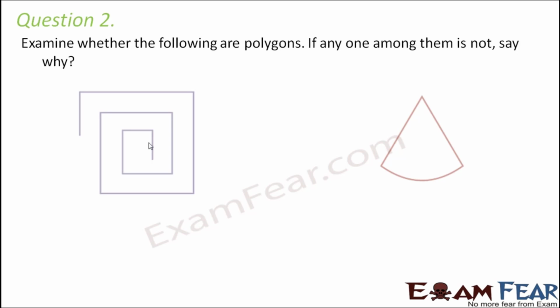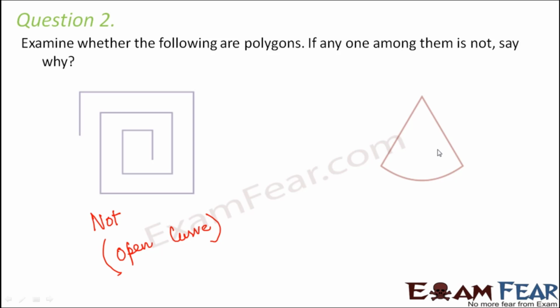Question number 2. Examine whether the following are polygons. If any one among them is not, say why. So let's look at the first image. Now what are the criteria? The 3 criteria to become a polygon. First, it should be a simple curve. Well, this is a simple curve because it doesn't cross itself. Second, it should be a closed curve. But do you think this is a closed curve? This is not a closed curve, because you see it is open from here, it is open from here. So this is not a closed curve. So therefore this is not a polygon. And why not a polygon? Because this is an open curve and not a closed one.